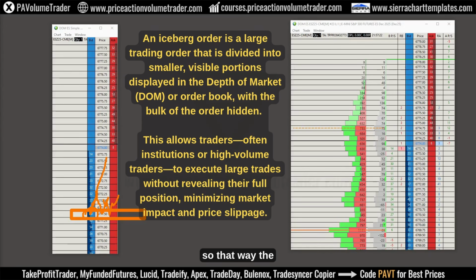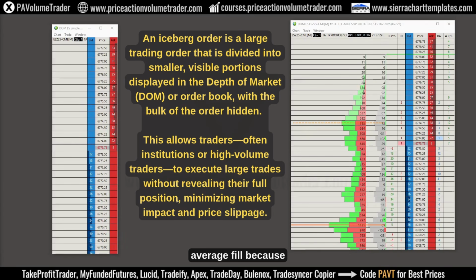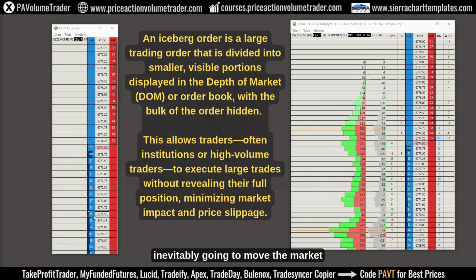So the purpose of the Iceberg orders is to be able to get a good favorable average fill. Because if you put a huge order to buy or sell, when you start getting filled, you're inevitably going to move the market against you, and you're going to get what's called slippage, which basically means that your average execution is not going to be at the level that you wanted.